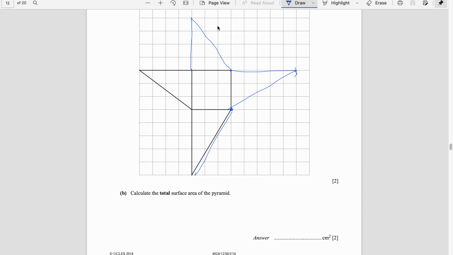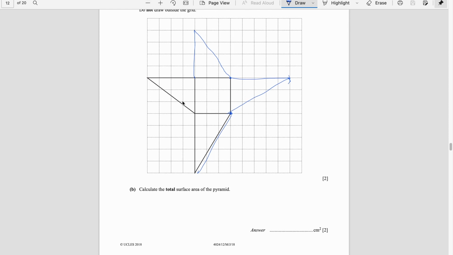Calculate the total surface area. Now for the total surface area, there are 4 triangles. Let us go one by one. 1 by 2 into base is 3, height is 4, plus second one, 1 by 2, base is 3, height is 4, plus the third one, 1 by 2 into base is 3, and height is 5. Fourth one, 1 by 2 into base is 3 and the height is 5.